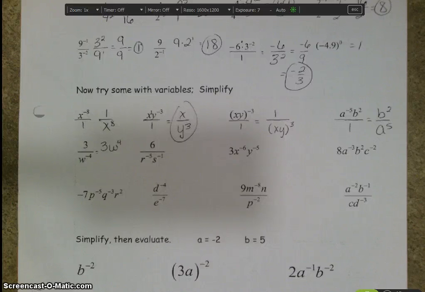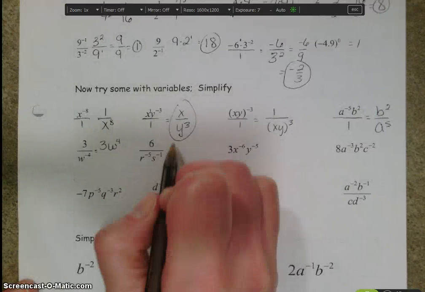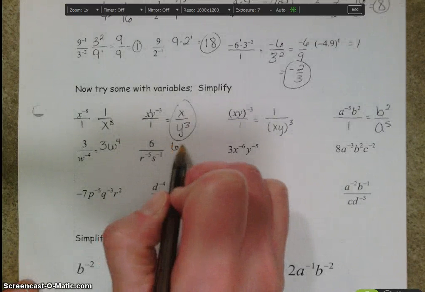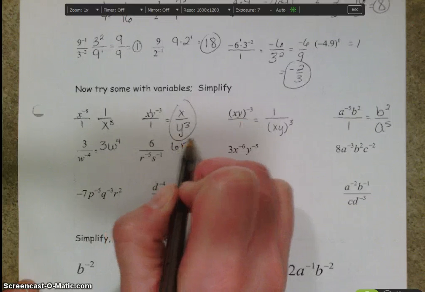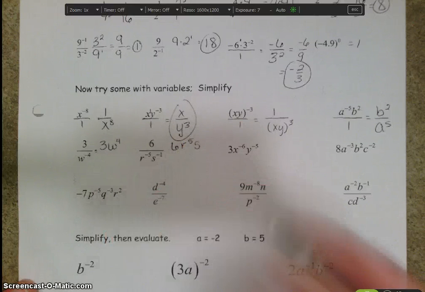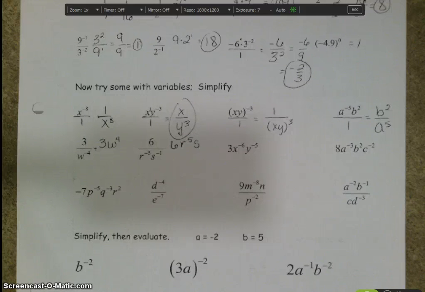6 stays where it is. R and S both want to move, so it's going to be similar to the last one we just did. So 6 stays there, times R to the positive 5 times S to the positive 1, which I'm not even going to bother writing. I wouldn't mark it wrong if you did.